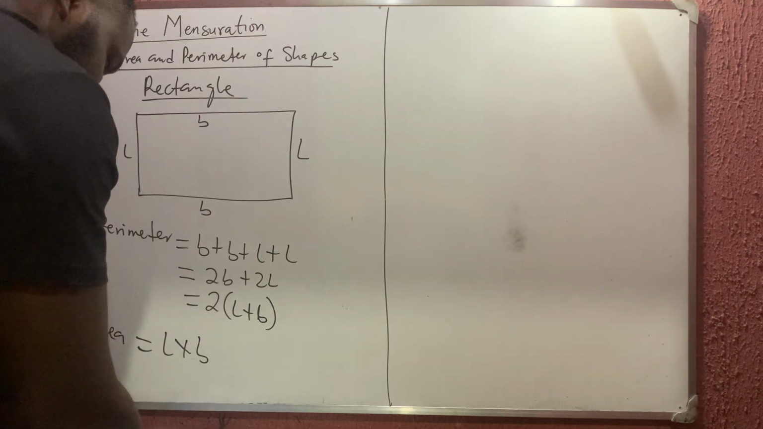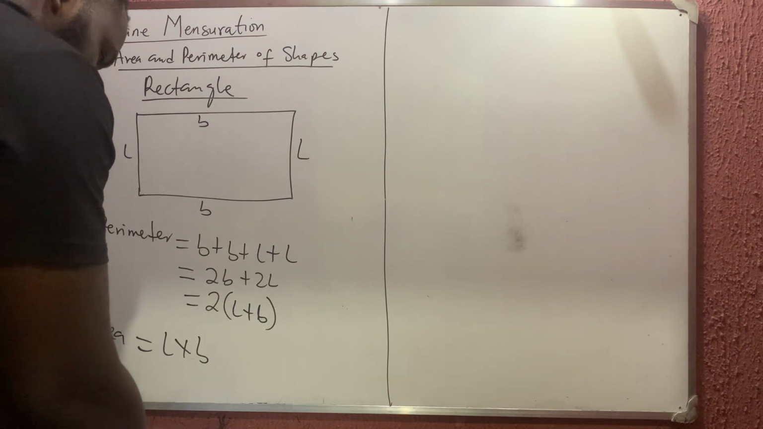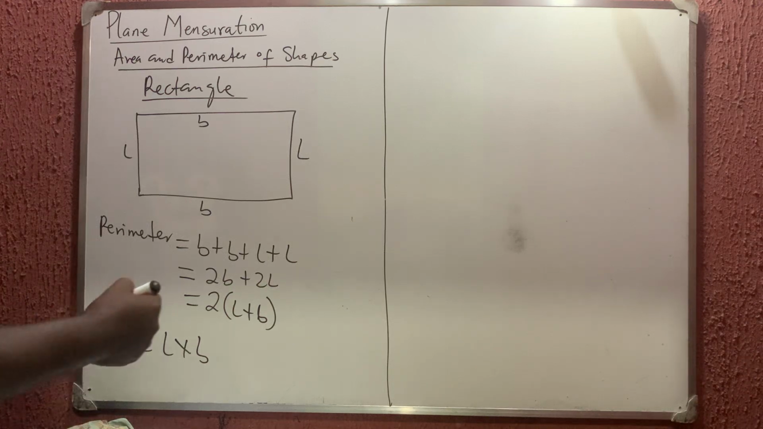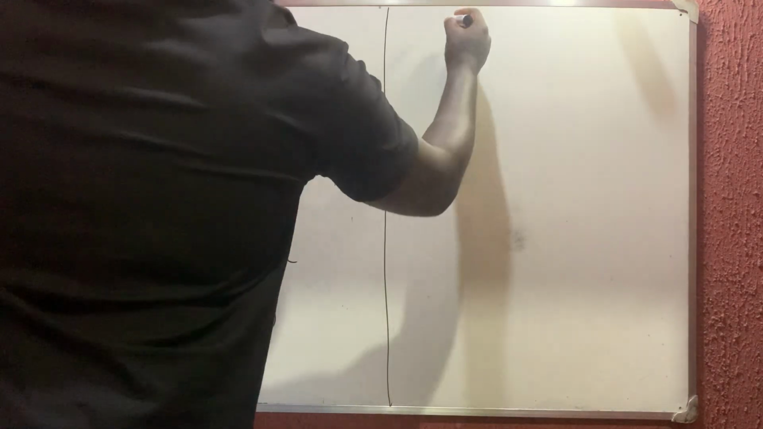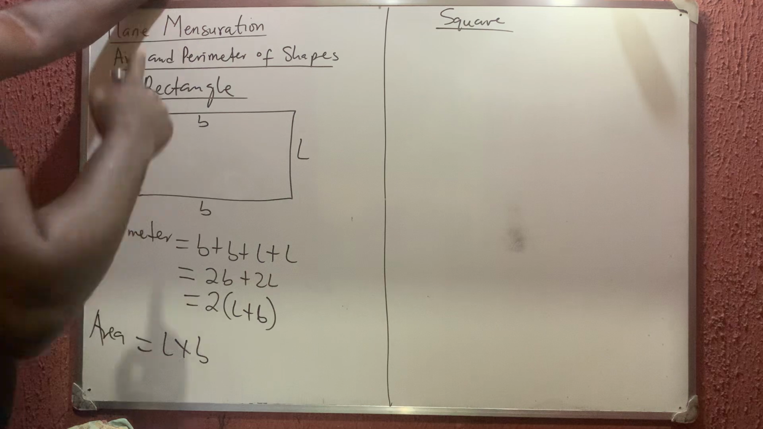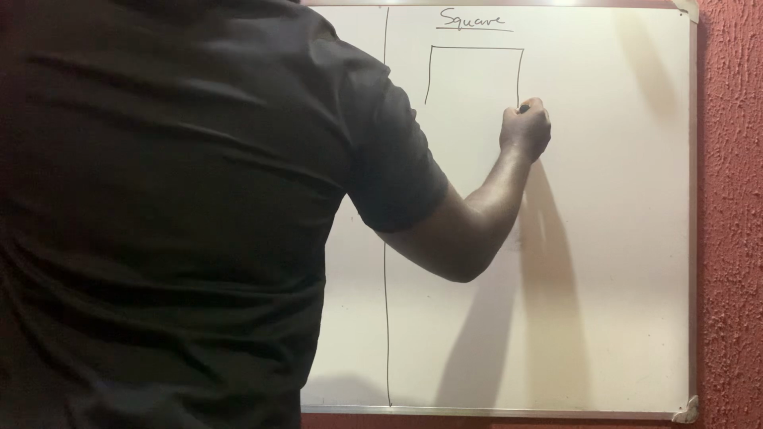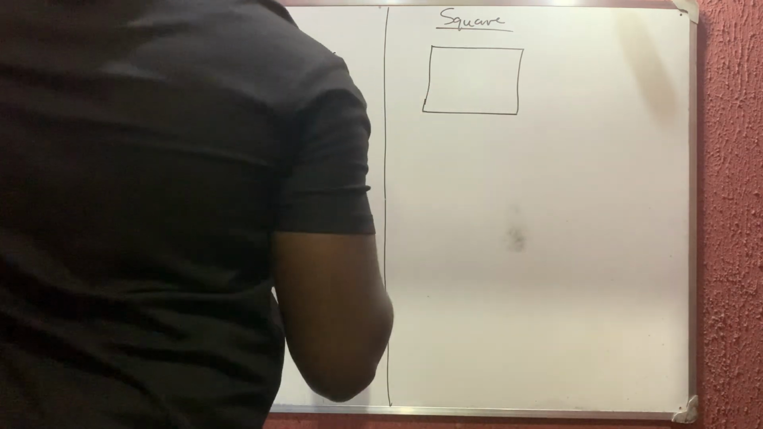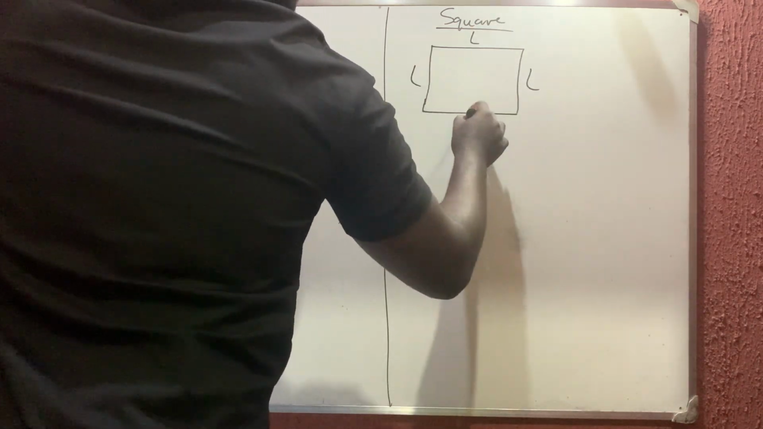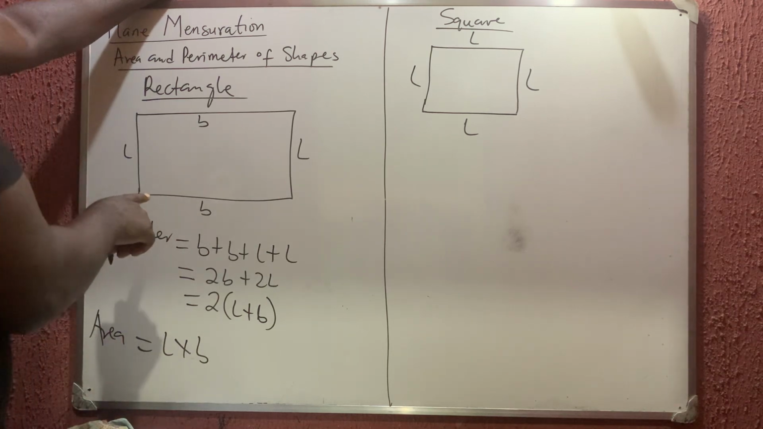Now, don't forget that a square is a special type of rectangular shape. Let's just do that together because they're almost the same thing. So the next one we'll talk about is square, then we'll start solving calculations. So a square is a special type of rectangular shape, but in this case all the sides are equal. So if here is L, here should be L, here should be L, here should be L, because they are equal. So we are still going to use the same area and perimeter of a rectangle.